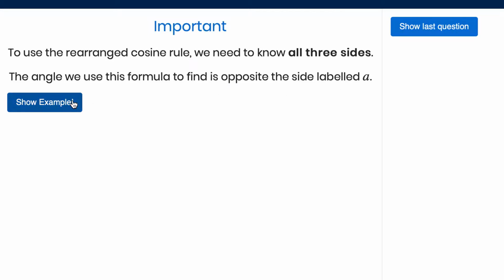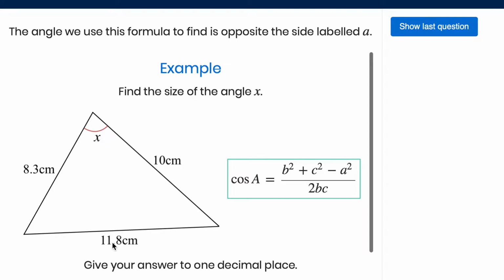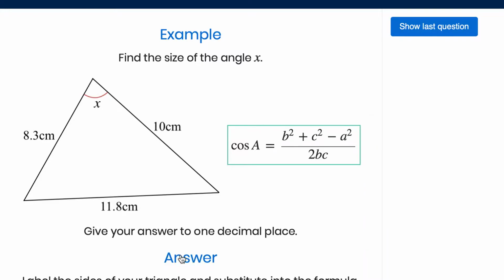Okay, so here is an example. This triangle has three sides of length 11.8 centimetres, 8.3 centimetres and 10 centimetres. Find the size of the missing angle X. Give your answer to one decimal place. Okay, so here is the answer.